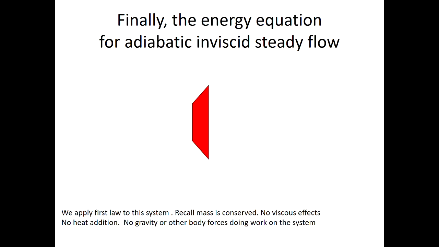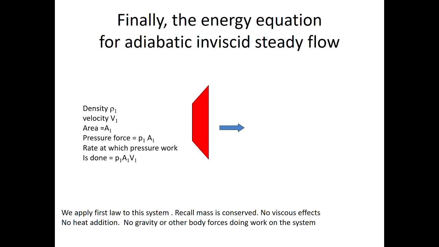So this is our control volume. We're going to apply the first law of thermodynamics to this system. Mass is conserved. Therefore, density times velocity times area is conserved. Pressure work is pressure force times velocity, P1 A1 times V1.